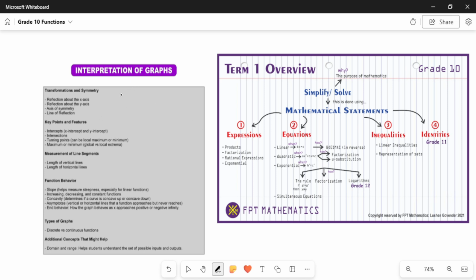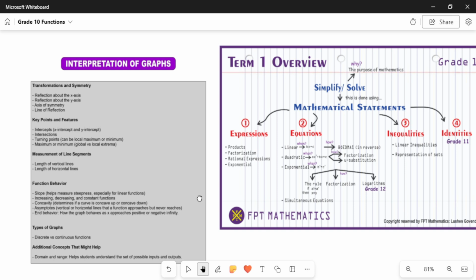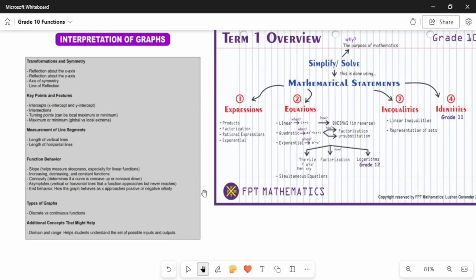Okay, so let's understand this stuff here and link it back to term 1 work, and you would see the beauty of how everything starts to fit. Right, so let's look at this. When we talk about the reflection about the x-axis, then the y values become negative. So let me say that again. When you talk about the reflection about the x-axis, then the y values become negative.